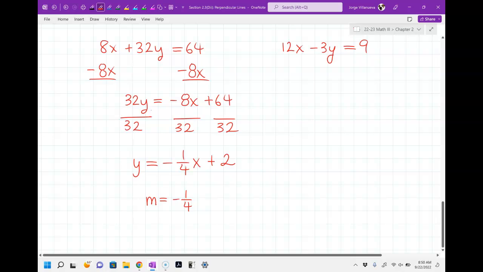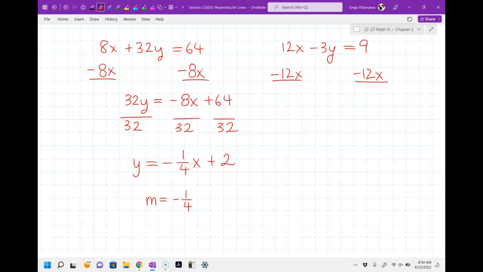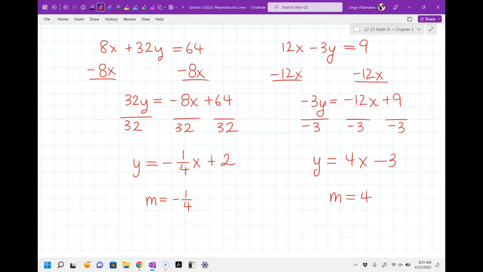Let's move the 12x over. So minus 12x. So I get negative 3y is equal to negative 12x plus 9. Okay. Next step, division. Right? Let's divide by negative 3. So y is equal to 4x minus 3. This slope is a 4.